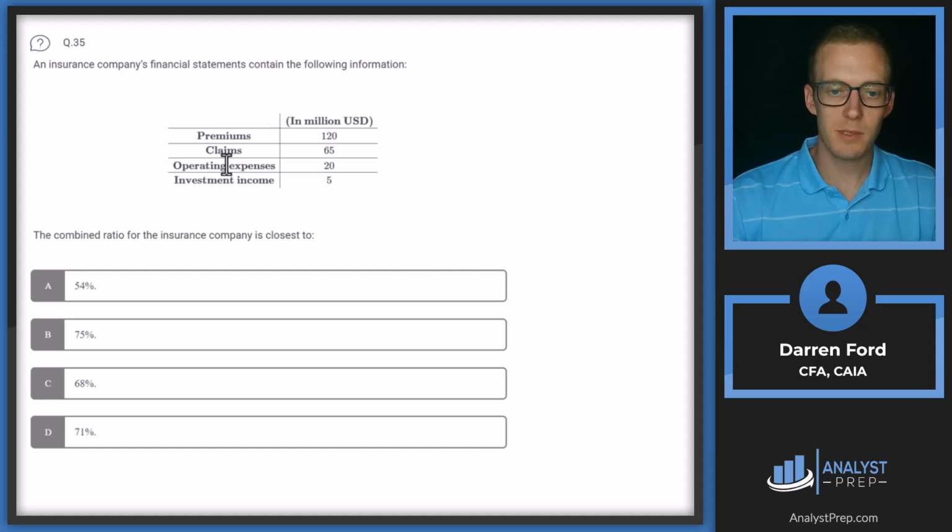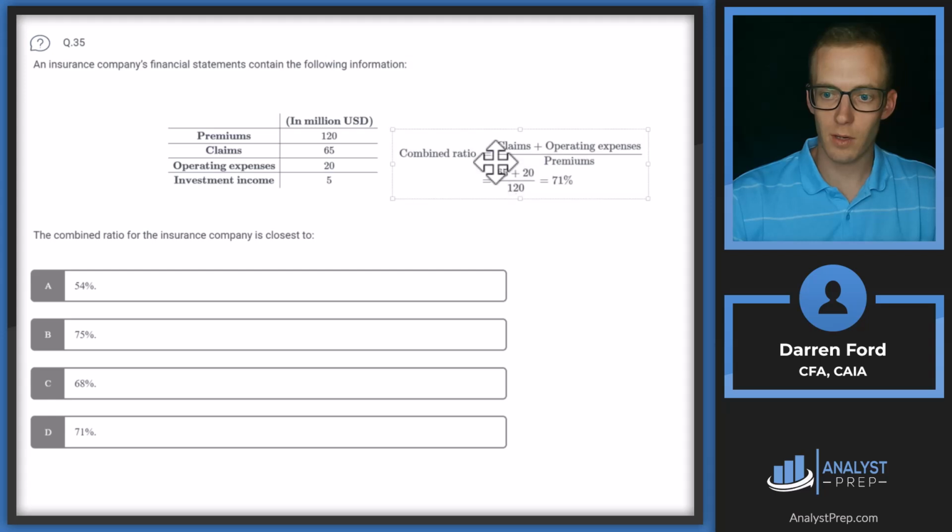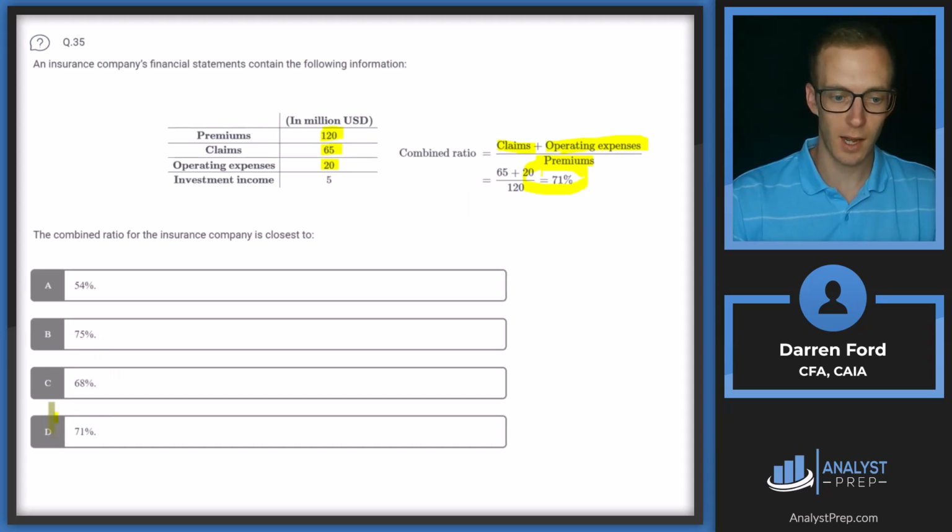Question 35. An insurance company's financial statements contain the following information. So we've got premiums, claims, operating expenses, and investment income. The combined ratio for the insurance company is closest to. So this is going to be pretty straightforward, kind of just a matter of memorizing this formula. We're given all the information that we need for it. So our combined ratio is going to be claims plus operating expenses divided by premiums. So we've got claims of 65, operating expenses of 20, so we'll have 85 up here in the numerator, and then premiums of 120 in the denominator. Brings us to 71%, which will be right there.